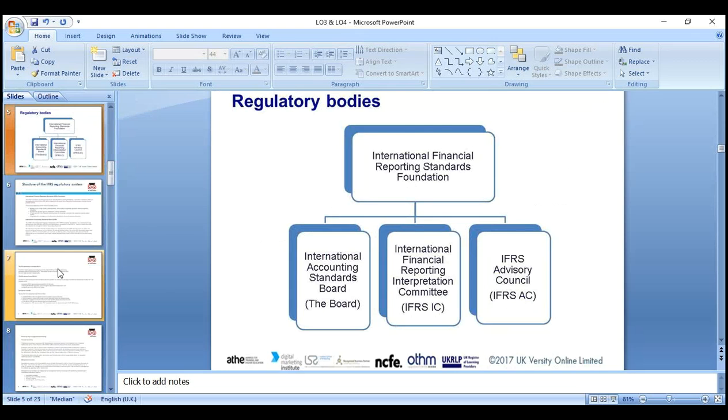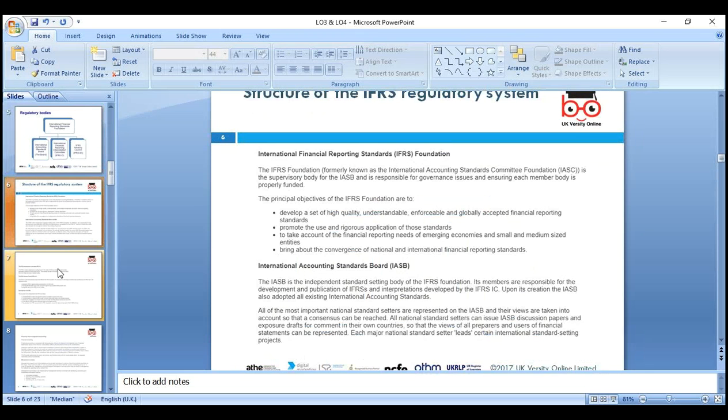Okay, the mechanism of regulatory bodies, how they work and interpret financial reporting standards, which we'll go through. The International Financial Reporting Standards Foundation, which includes the International Accounting Standards Board, then the International Financial Reporting Interpretations Committee, and the International Financial Reporting Advisory Council, and they make the reporting standards. So what are their key roles?